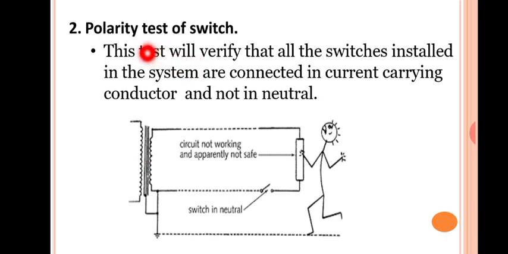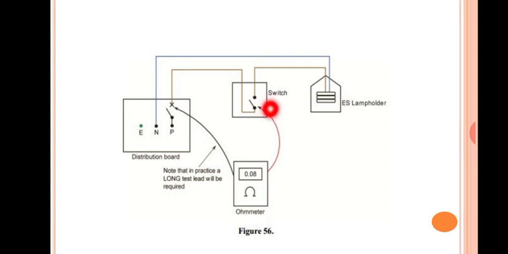Polarity test of a switch. This test will verify that all switches installed in the system are connected in the current carrying conductor and not in neutral. It ensures that the switches are not connected in neutral but in phase, because otherwise we may get a shock. It also shows the polarity of this.